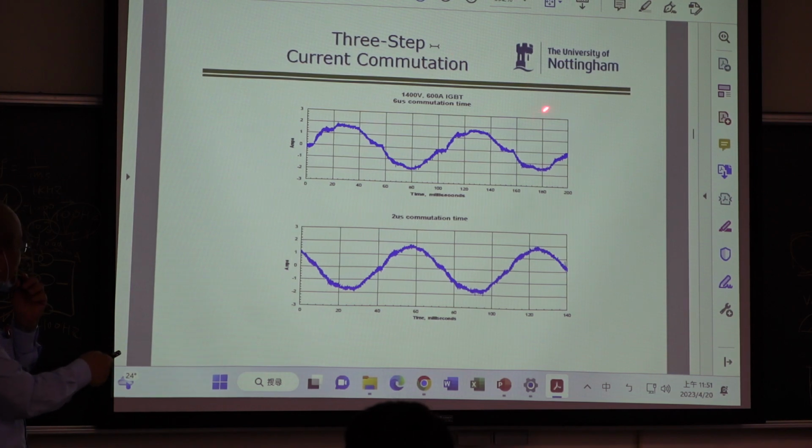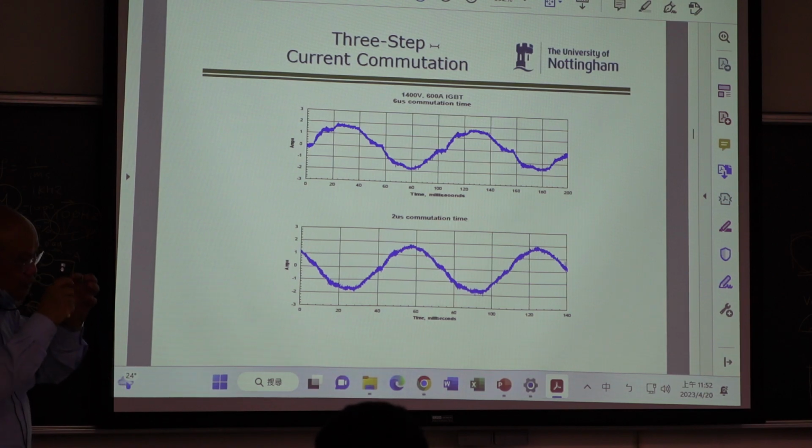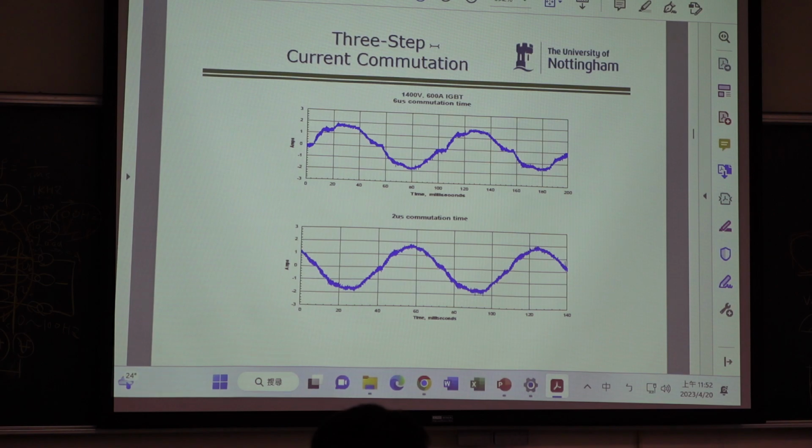So you can see the difference. This is the technology for matrix converter. We need a very short commutation time. But if your commutation time is very short, which means they only overlap very shortly, then the bar will be dropped into the ground. So it is dangerous, right? So this is the result.